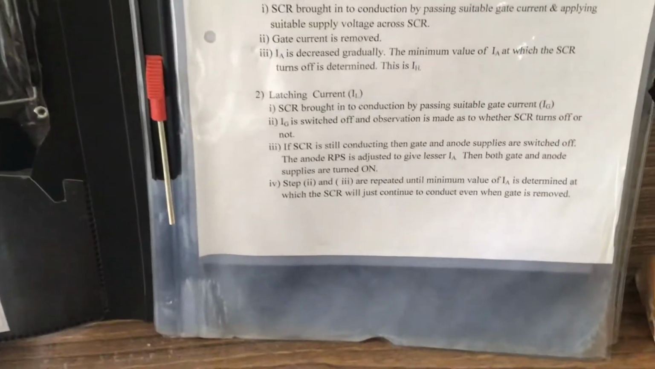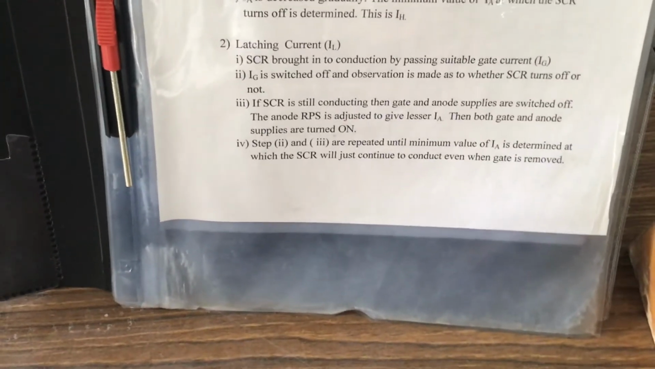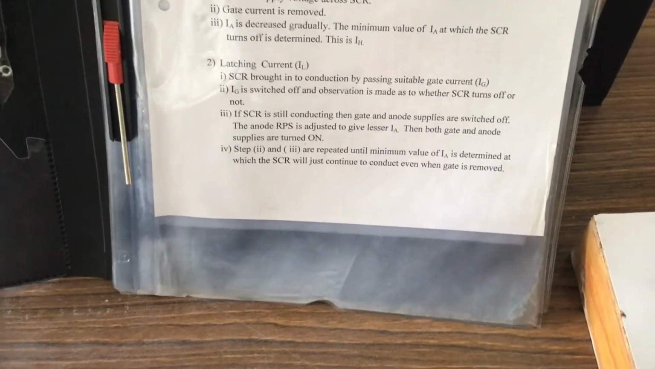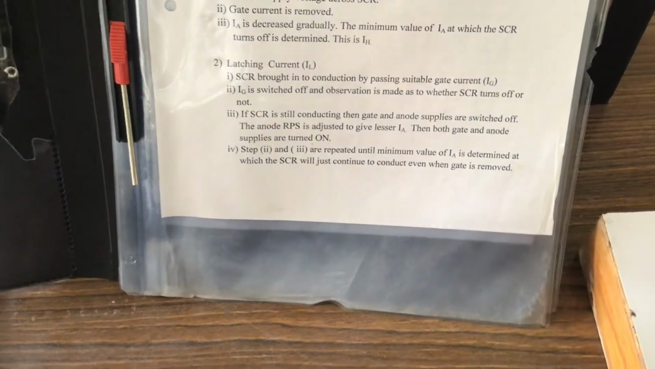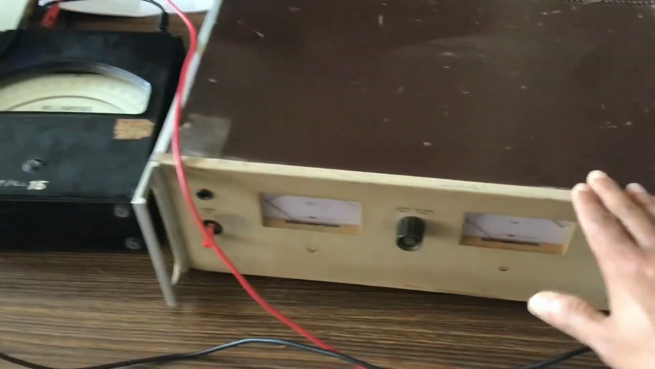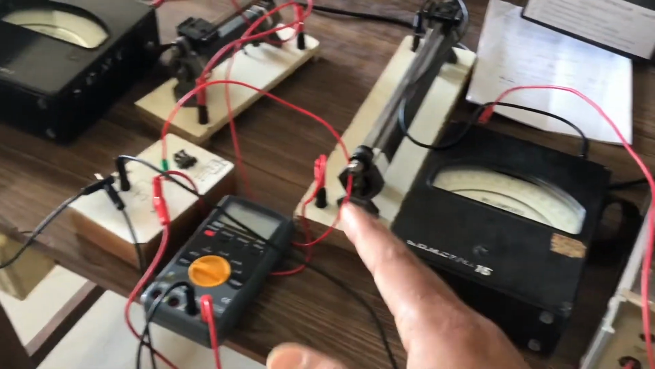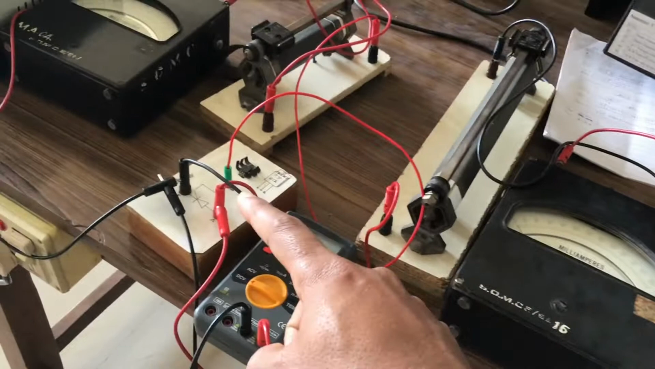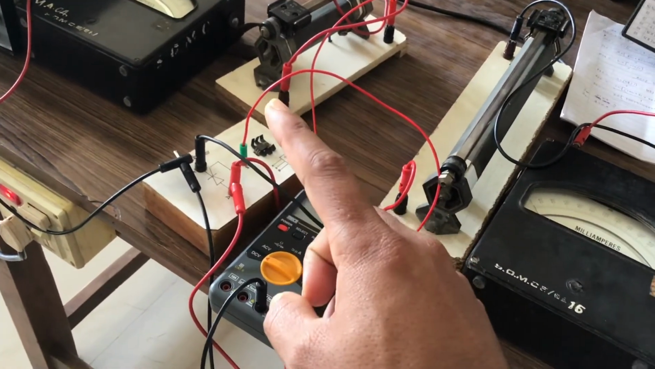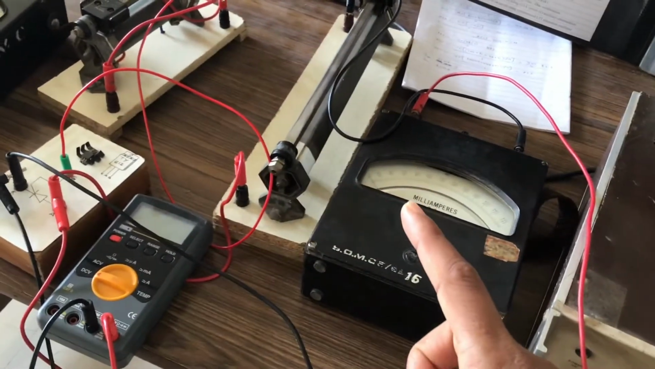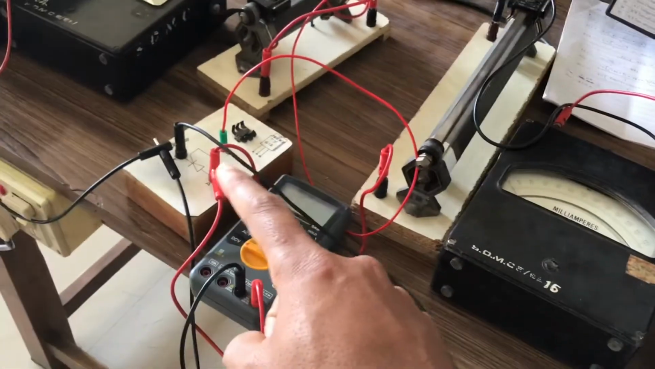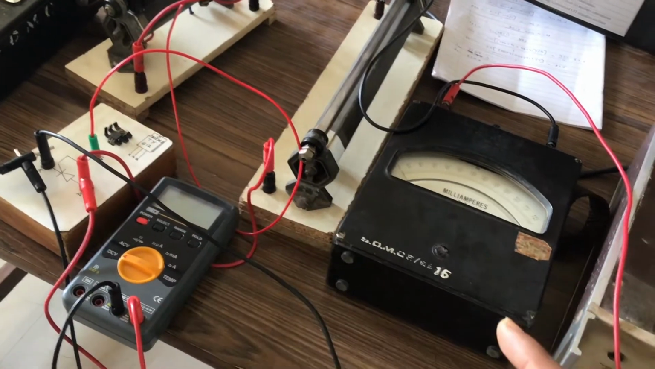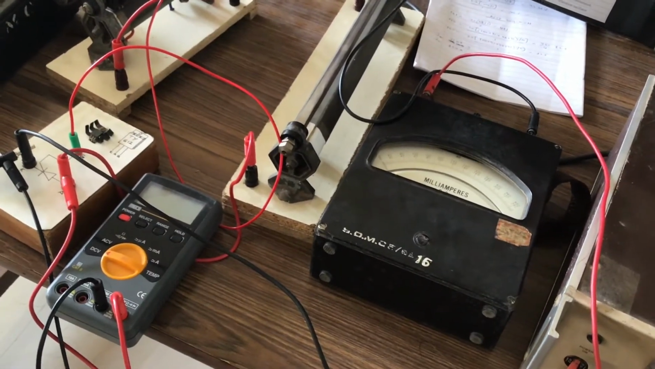Now we'll find how to find the latching current. Latching current has 4 steps. First step is you have to bring the SCR to on state. How will you do it? You make this on, you give IG, and it will start to conduct. Once it is conducting, second step is you have to remove the IG. In the first step you made it conduct, in the second step you have removed the gate. Even after removing the gate, the SCR will still conduct. Its characteristic is like that.